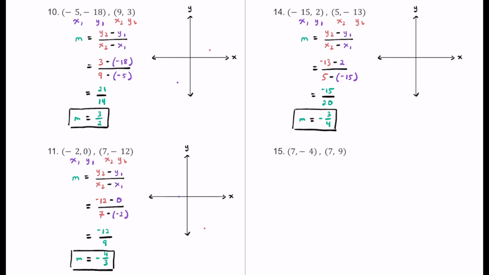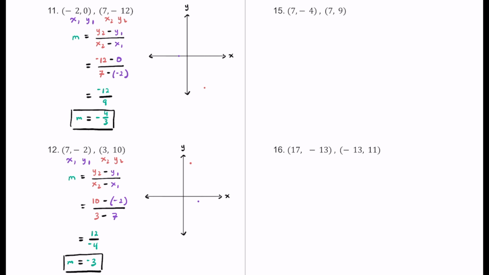All right, now visually, let's just check this out here. -15, +2 would be maybe in quadrant 2 over here. And then for the 5, -13, that would be in quadrant 4, maybe somewhere down here. So it would have a negative slope. For 15, we have 7, -4 and 7, +9. They have matching x values this time.